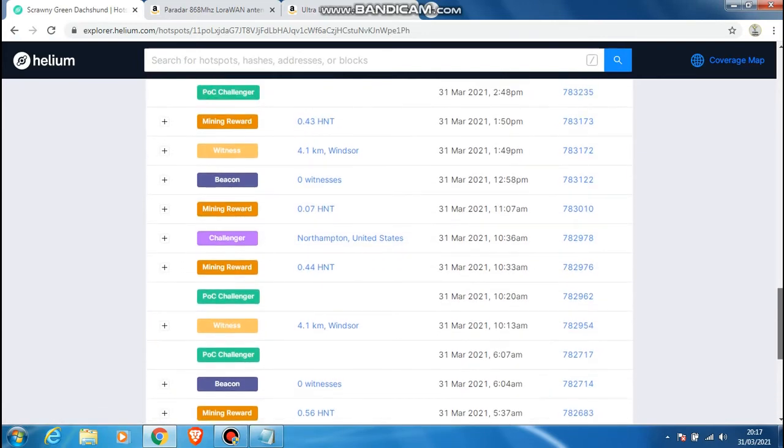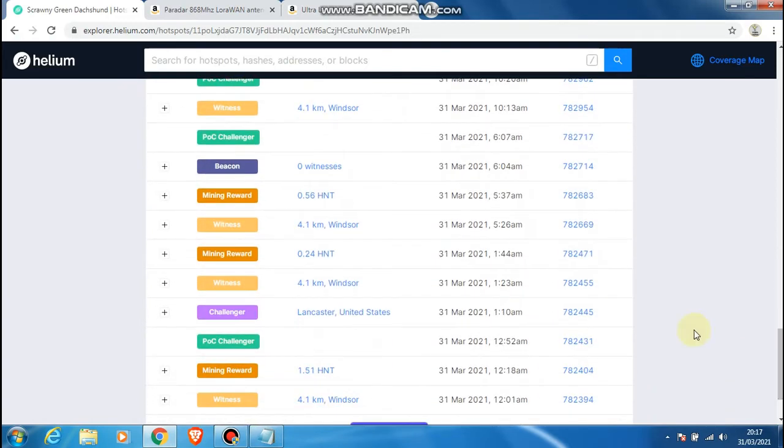So the moral of the story is, if you upgrade your rig and you mount an antenna to the highest possible point on your property, there is a possibility that you could extend the range of your antenna, and that would enable your hotspot to witness more transactions in direct line of sight. If that were the case, you would potentially earn more by witnessing more transactions, if that makes sense.